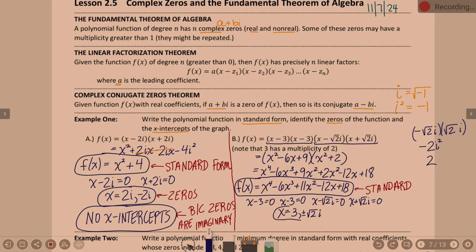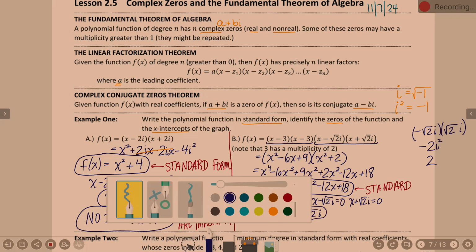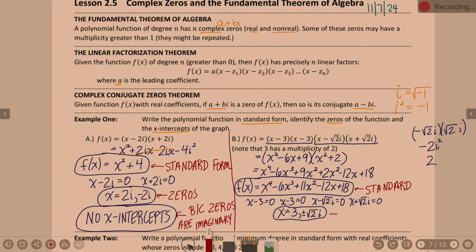Now, is it okay that I didn't state 3 a second time? It is. Unless they specifically say, you don't need to state a repeated 0. So I just said 3, then there's a positive square root of 2 times i, and then negative square root of 2 times i.